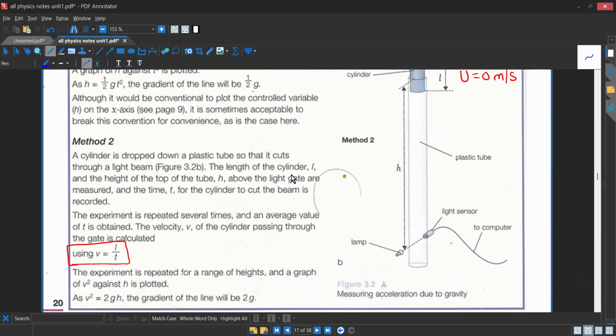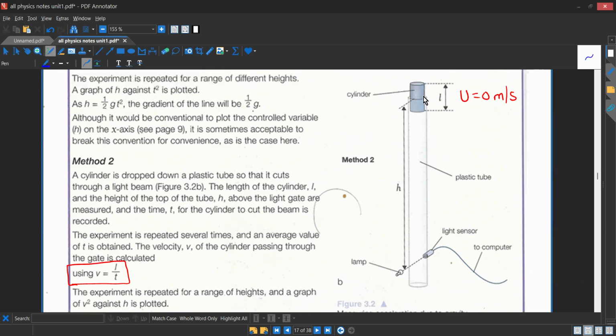A cylinder is dropped down the plastic tube. So what do I have? I have a cylinder, which is the cylinder we are talking about. You are dropping it through a tube which is also cylindrical in shape, and it has a light gate at the end. Can you see these are light sensors? Many of you might not know what a light gate is, so I will explain it to you. And this light sensor is connected to the computer.